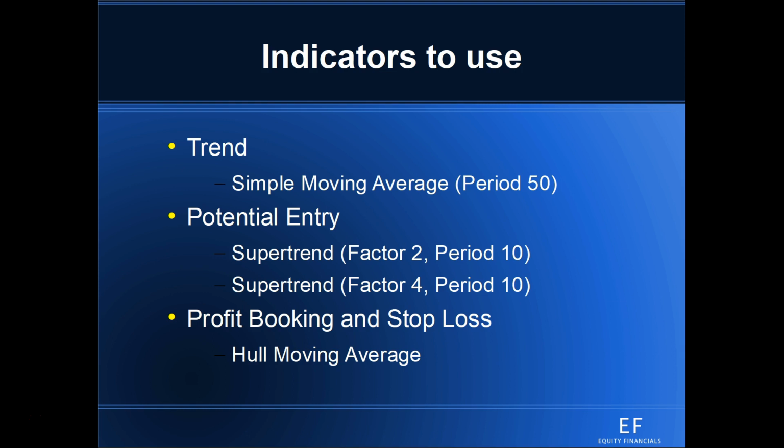And the second Supertrend, the multiplier is 4 and the period is 10. And to trail the profit and for the possible exit, I'll be using the Hull moving average. This is a very nice indicator, and I've been working with it for quite some time, and I find it more reasonable to book profit or to exit the stock while I'm trading, right?